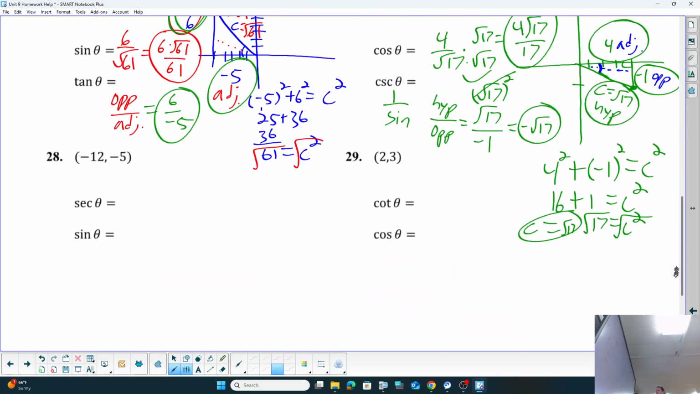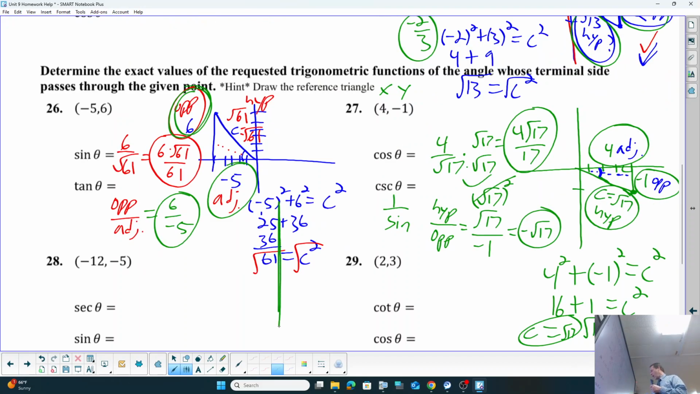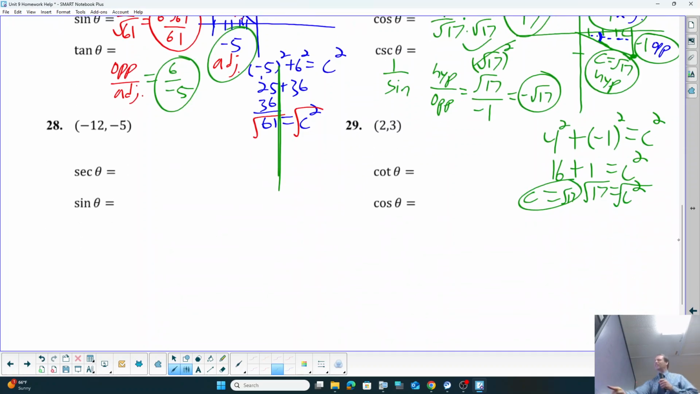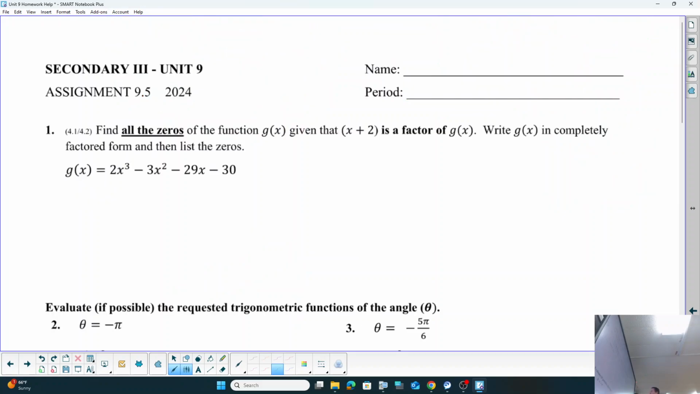Okay, good job. So try number 28 on your own. Try number 29 on your own. You got this. You're going to draw a right triangle. You're going all the way back to negative 12 and down 5. So back 12 and down 5. Whoa, I know what this is. It's 13. Just saying, 5, 12, 13, Pythagorean triple.